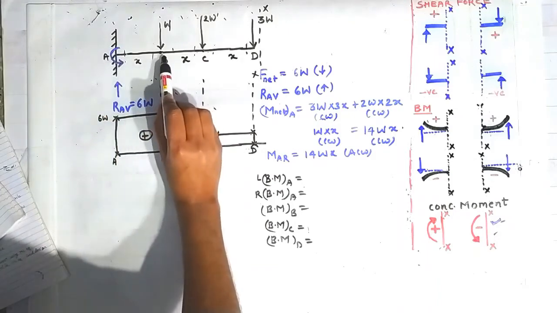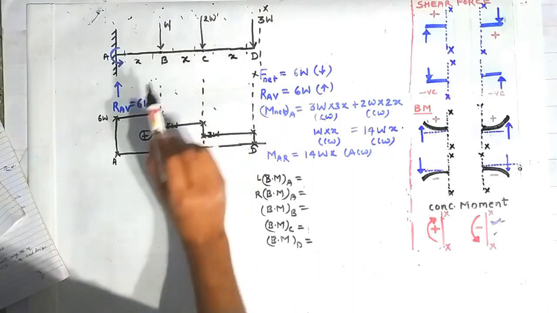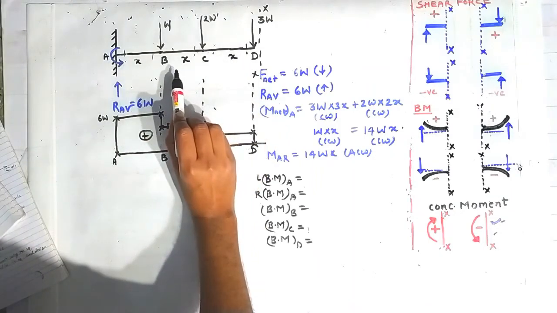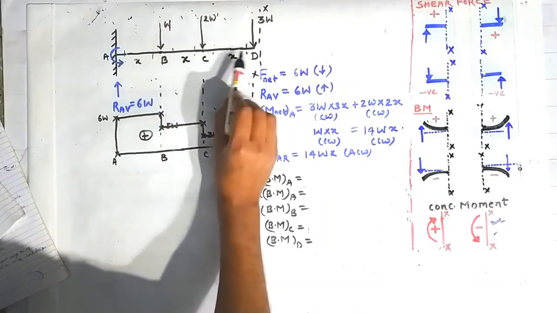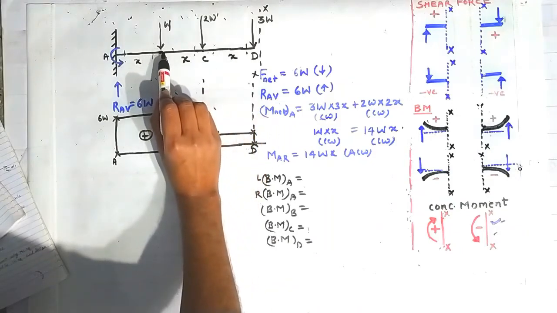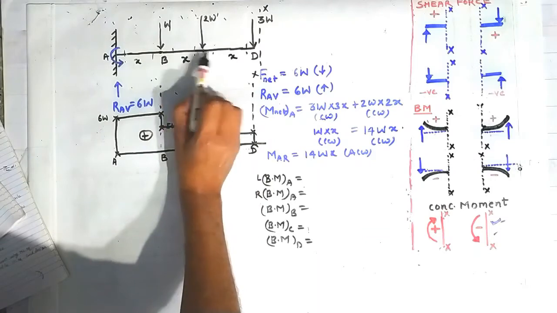And we have to calculate the bending moment at the point B, C and D directly. We do not have to calculate on the left side and on the right side of these points, because there is no concentrated moment lying at any of these points B, C and D.